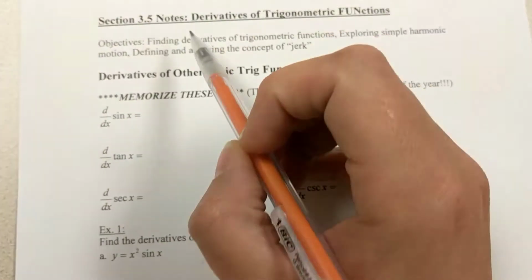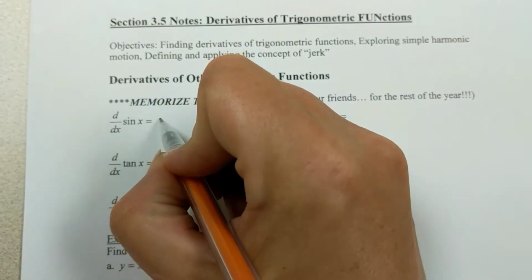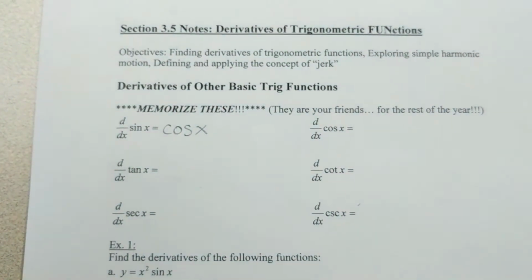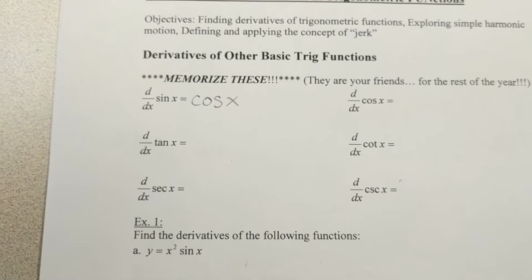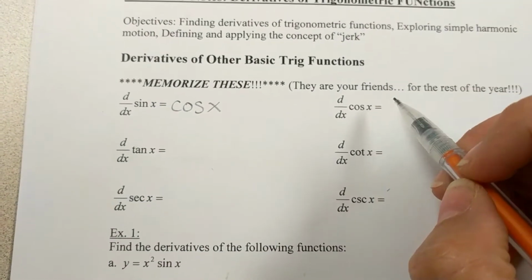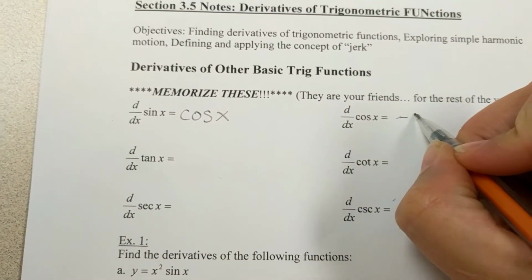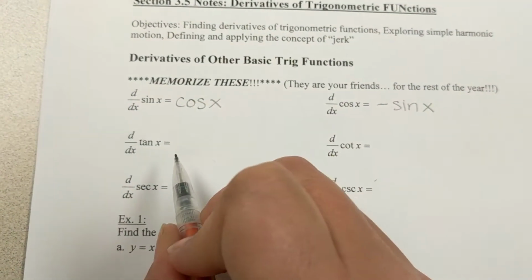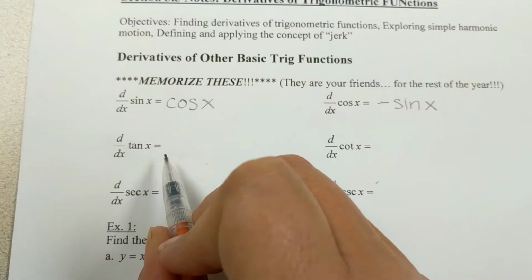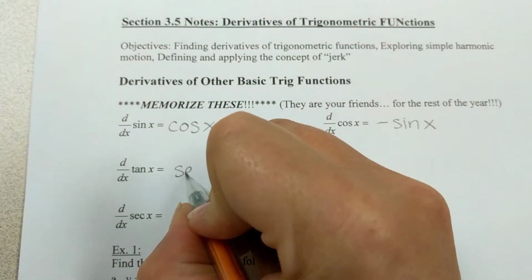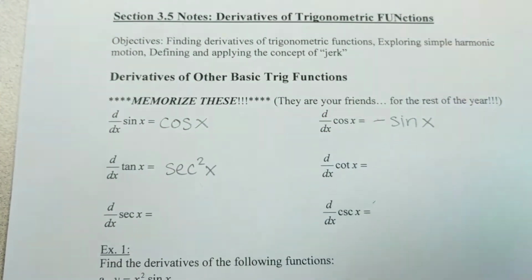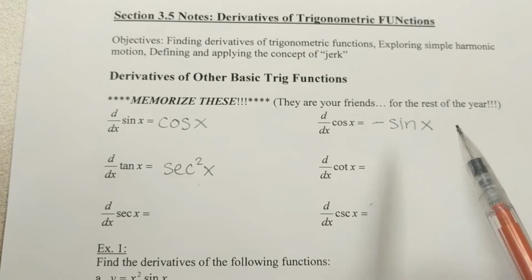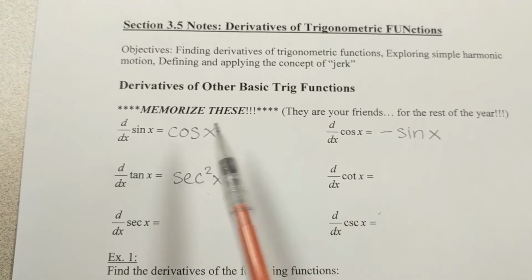Okay, but derivative of sine, if you remember it from last year, it's cosine. The derivative of cosine, however, is negative sine of x. The derivative of tangent is secant squared x. The derivative of cotangent, I want you to kind of notice that these are co-buddies.